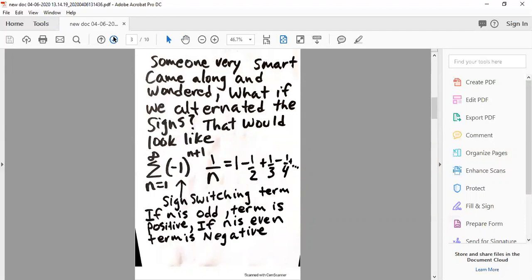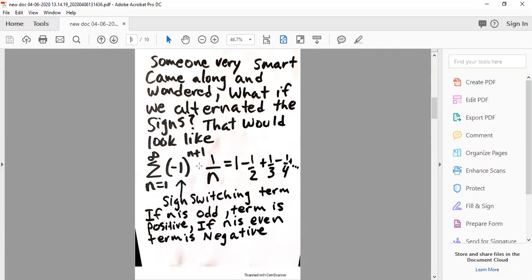So someone very smart came along and wondered, what if we alternated the signs? And that would look like this. And what they did was insert a term that looks something like this, that is simply there to literally alternate the signs. I write out the terms. If you start with n is 1, up here 1 plus 1 is 2. That's going to give you an even power, making the first piece positive. But if n is 2, 2 plus 1 is 3. Odd power on negative 1 gives you negative, and you have negative a half.